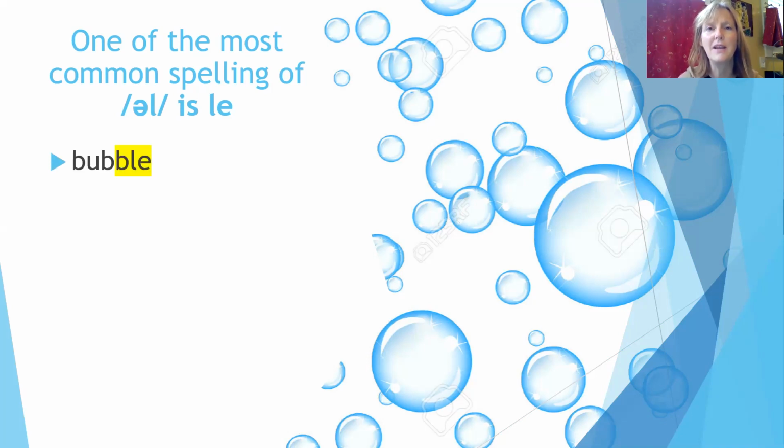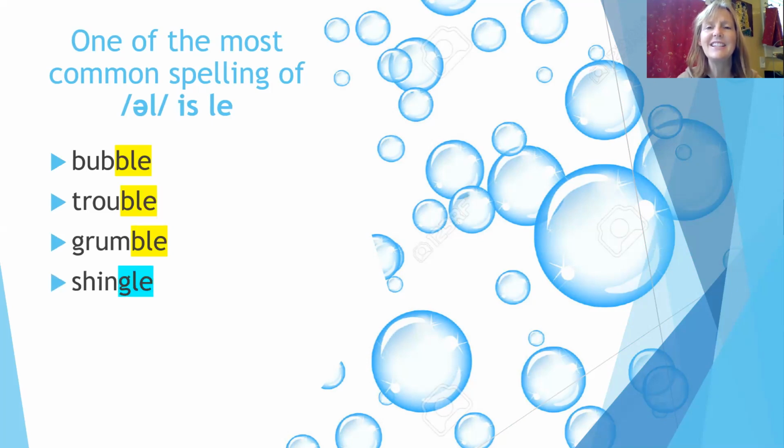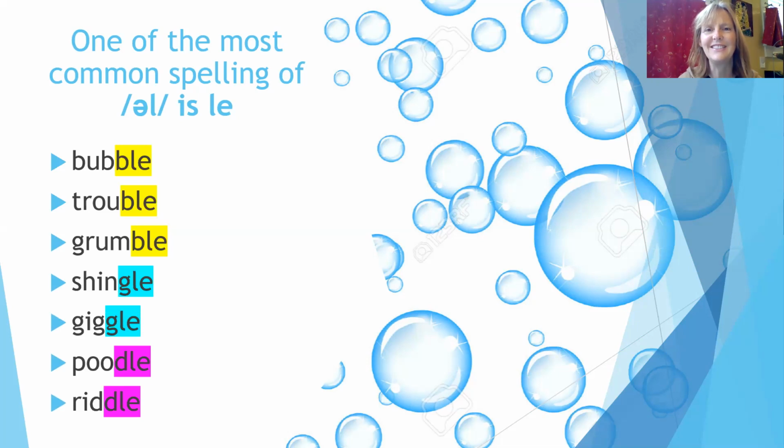So we have bubble, we have the bull sound, B-L-E, say bull. Nice. Trouble, trouble. It's easier if you think about it as a three letter ending that has a consonant, a vowel sound in it. Bubble, trouble, grumble, say bull, grumble. Shingle, now we have a G-L-E, gull. It's almost like a seagull sound, but we're going to spell it G-L-E. Giggle, there it goes again. And then we have poodle, we have a D-L-E, poodle, and riddle, riddle.